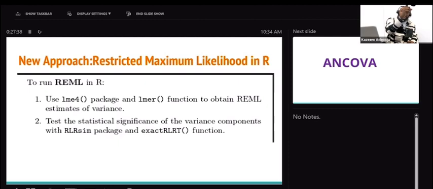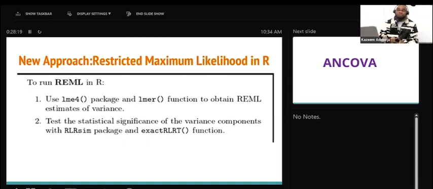Now, you're going to use the exact RLRT function. I remember I said the other time, when you are working, if in your model you have one random effect, it's just going to be exact RLRT on that model. Then you're going to get a p-value. The p-value you generate will be the p-value to test the variability within the levels of that factor.